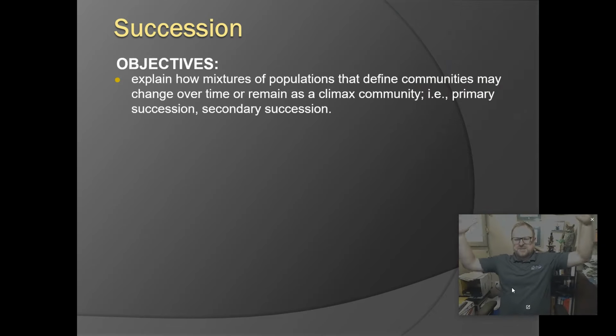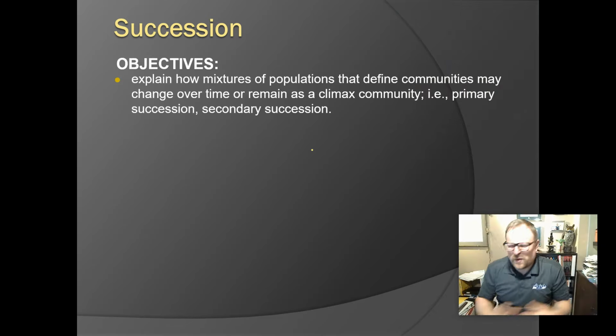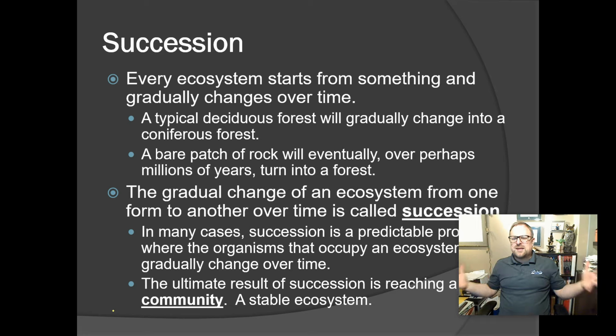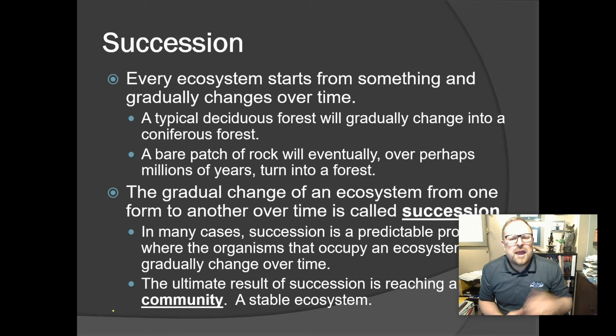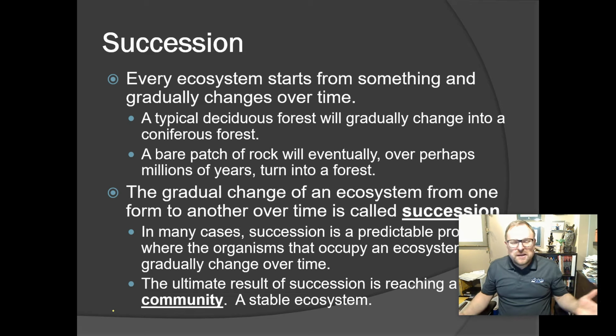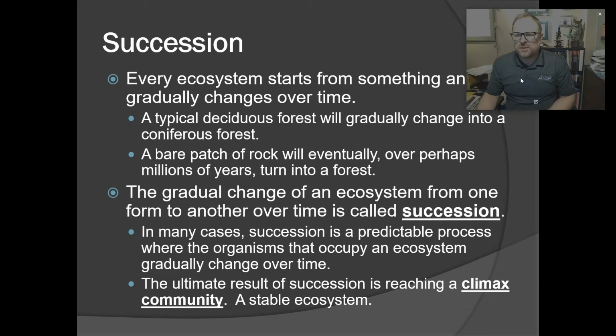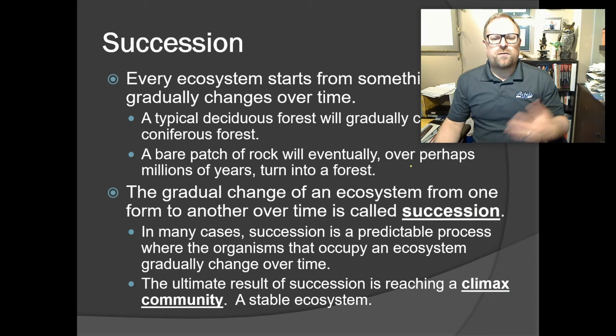Because this is sort of a big scale kind of thing, we kind of went from small and we're going big to end this off. So succession is the last thing I want to talk about, and it's an ecosystem level kind of thing. Every ecosystem starts from something and gradually changes as time goes by. A typical deciduous forest will gradually change into a coniferous forest. A bare patch of rock will eventually, over perhaps millions of years, turn into a forest. It will develop a soil, and it will go from there.